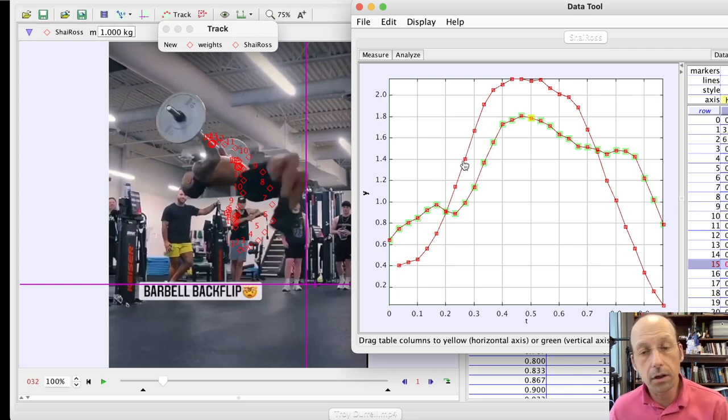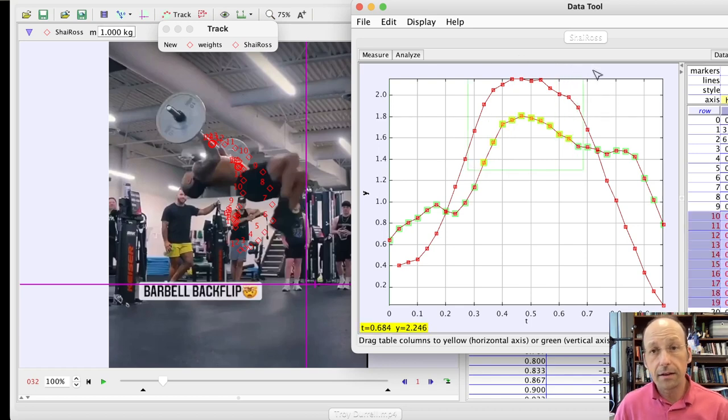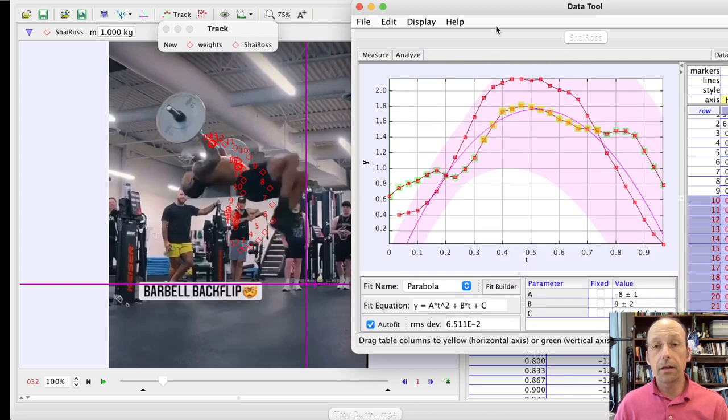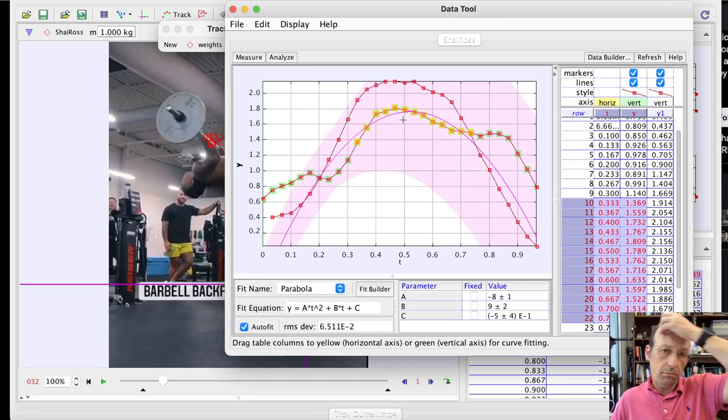Now, the first thing I want to look at is, is he in free fall? I mean, he is, if you include the system of him plus the barbell. But let's just try to fit a quadratic equation to that data. Analyze, curve fitter, parabola, and, ooh, that's new.